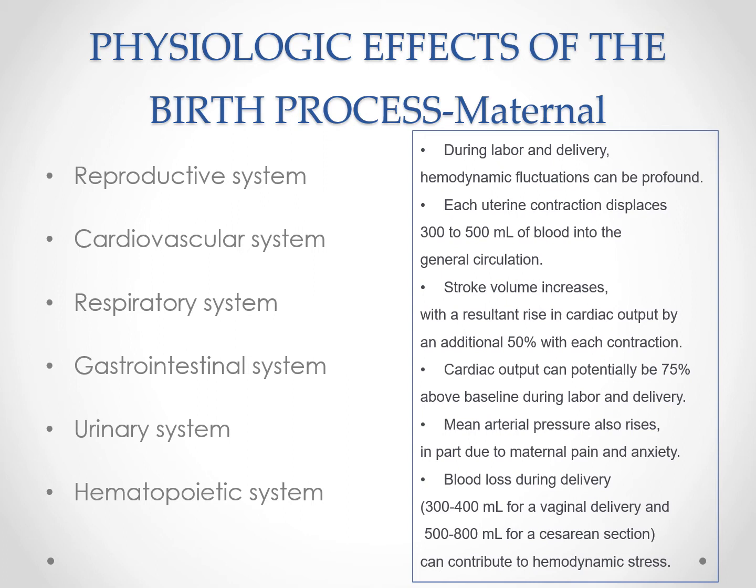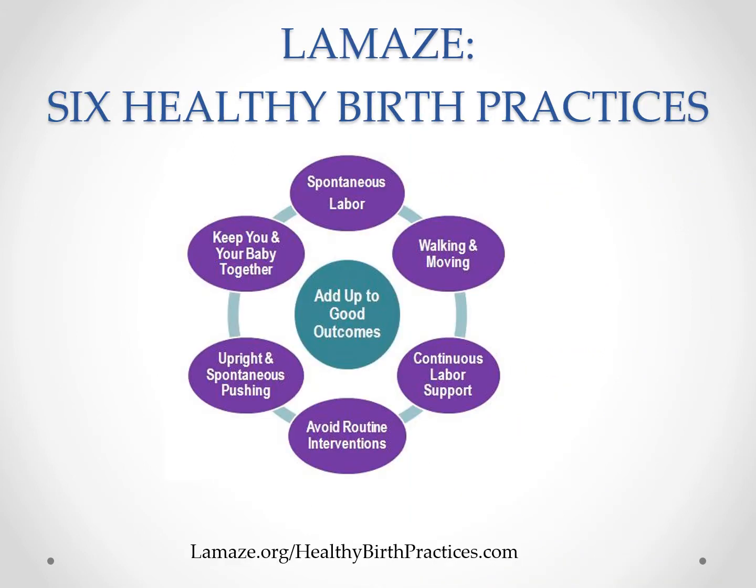Physiologic effects of the birth process in terms of the mom. I'm going to let you read this on your own, but you can see that there certainly are significant changes, especially here if you notice that during each uterine contraction there are 300 to 500 milliliters of blood pumped into the general circulation. I think we talked about that a little bit when we discussed Pitocin last week, and how that can cause fluid overload and can be a very significant event during the process of labor. Otherwise, please look at these yourself.